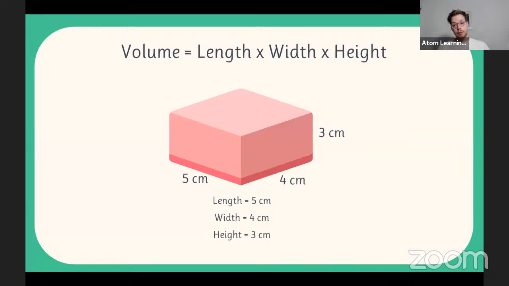Now, what's important to remember is you can honestly times them any way you want. You could do 3 times 4 times 5, 4 times 3 times 5, 5 times 4 times 3, whatever you want. And that will give you the answer. Let's see if any of us have got the correct volume.